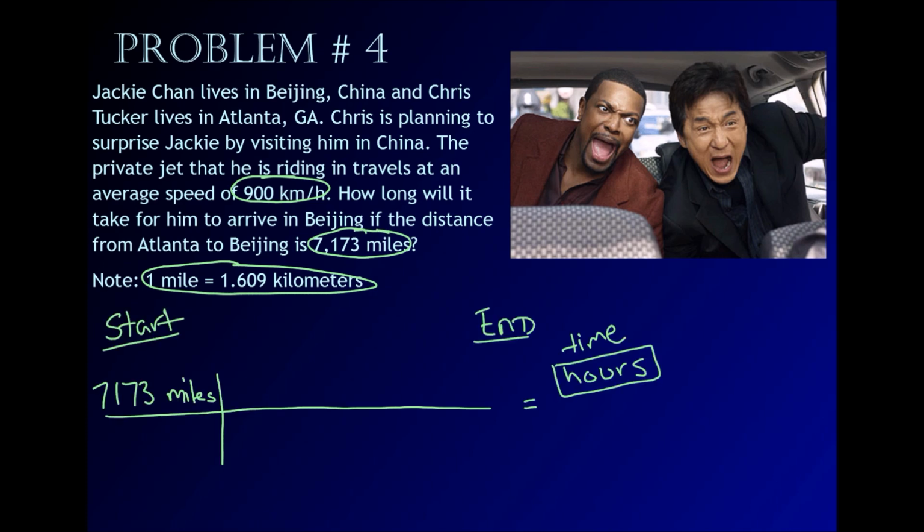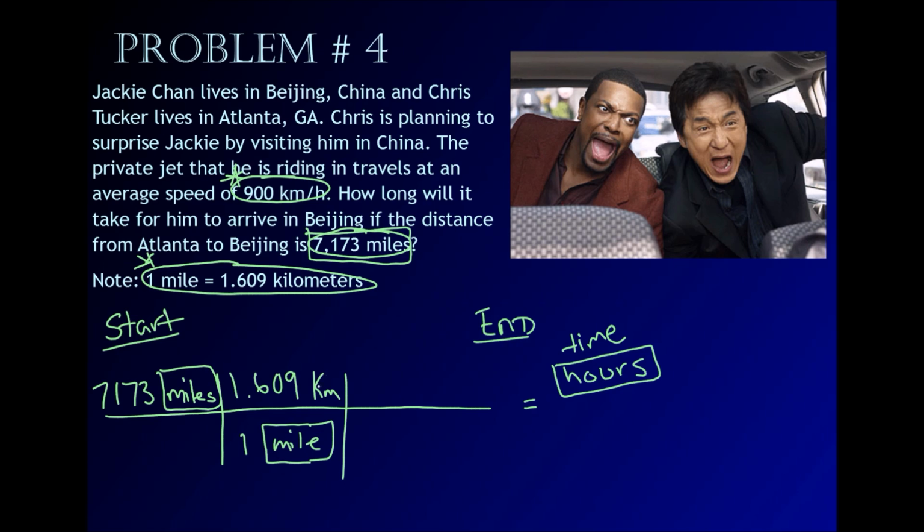For my first step, I've already identified all the units and rates in the problem that are important. Notice in this problem, it gives us 2 rates. The first rate is 900 kilometers per hour. The second rate is 1.609 kilometers per 1 mile. The only unit it gives us by itself is 7,173 miles. It's kind of my rule to just start with the singular unit, so that's where I'm going to start. It usually works out better in the end. Then for my next conversion ratio, I'm going to look for the one that has miles in it because I want to cancel out miles on top and on bottom.